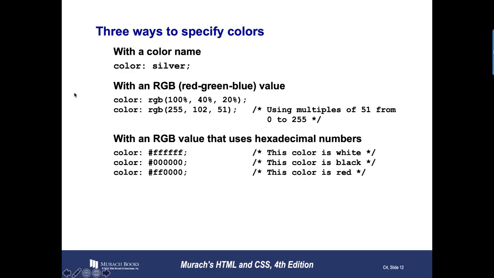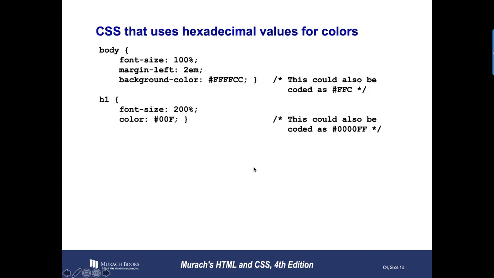There we go. And then, as you can see here, 6 Fs with a hash sign and a semicolon at the end of each property value pair in your CSS. Don't forget. This is white. 6 zeros is black. And this is red, right? Red, green, blue. So FF is the highest value you can have for red, and then nothing for green and blue, so the color will come out red. All right? CSS uses hexadecimal values for colors.